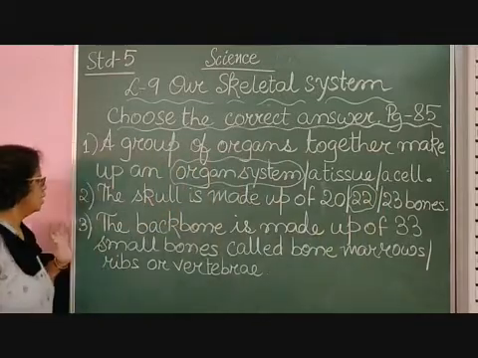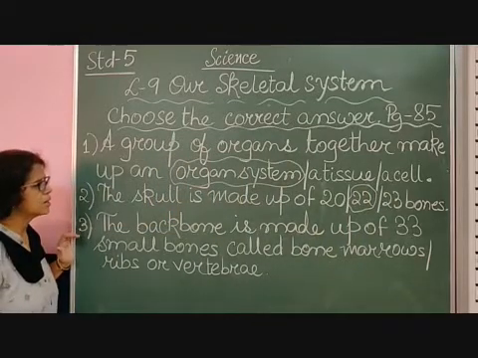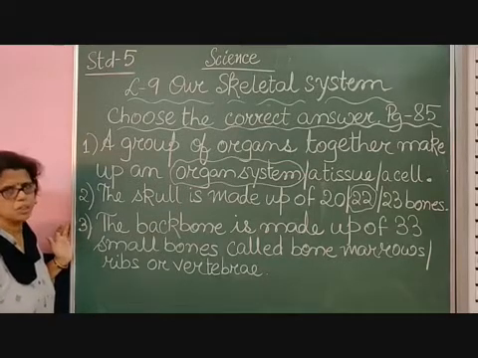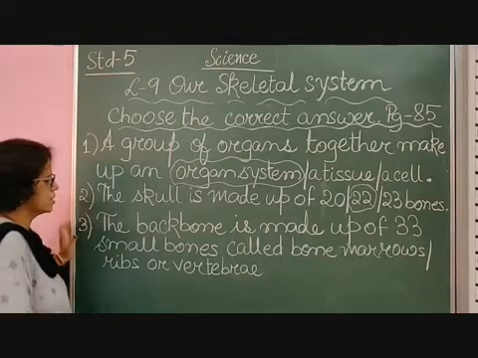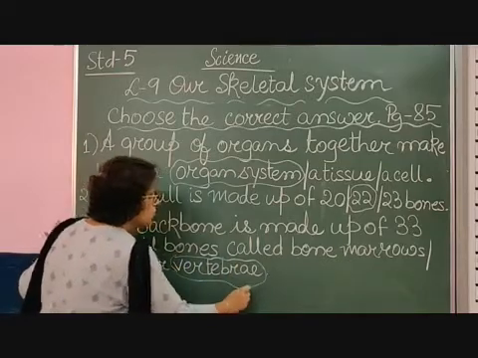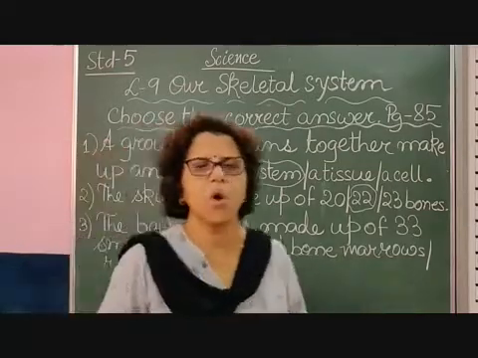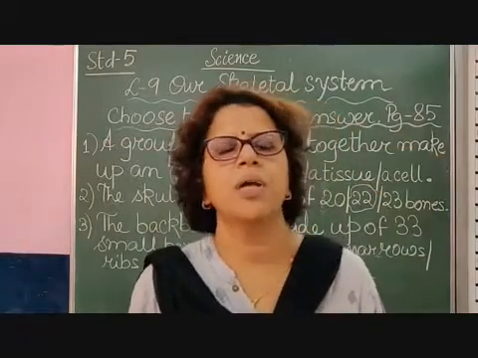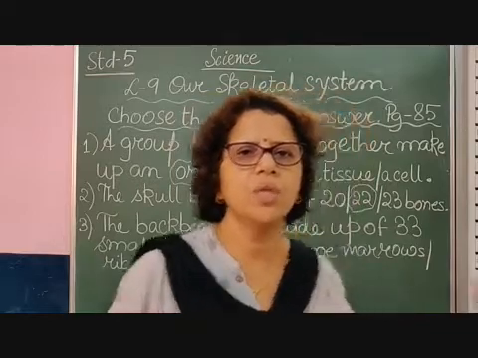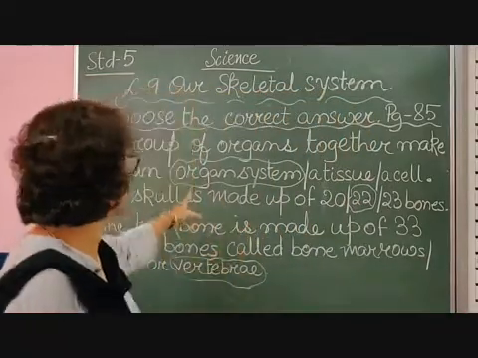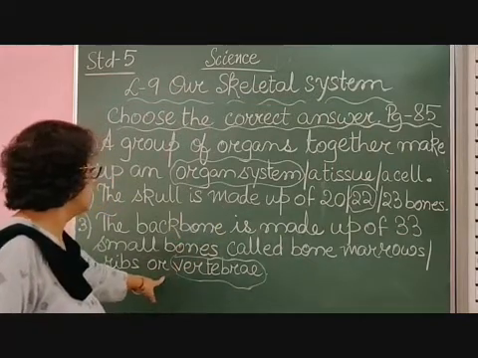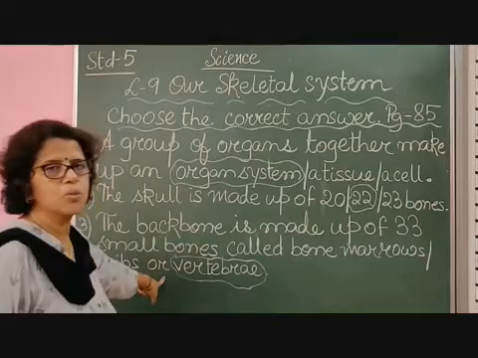Okay. Then we have the third question: the backbone is made up of 33 small bones called bone marrow, ribs, or vertebrae. Just now we also discussed that it is called vertebrae, and they form a column. These 33 bones form the vertebral column, which protects our spinal cord. Okay. Thank you, children. Do this exercise in your textbook. The first answer is organ system, the second is 22 bones in the skull, and the third one is 33 small bones called vertebrae.